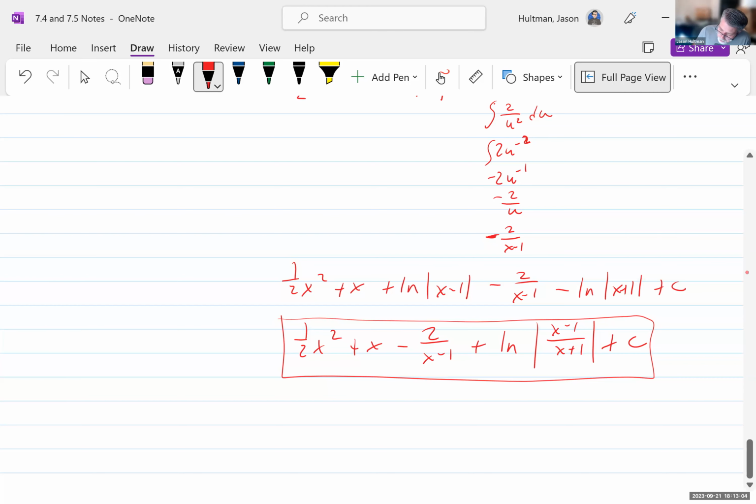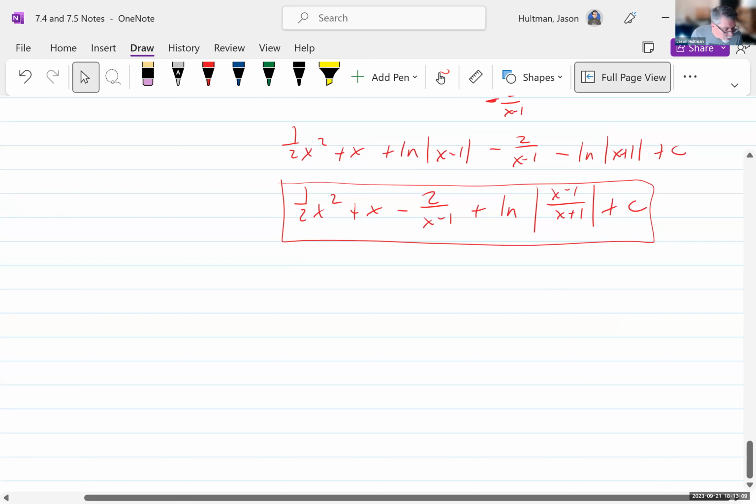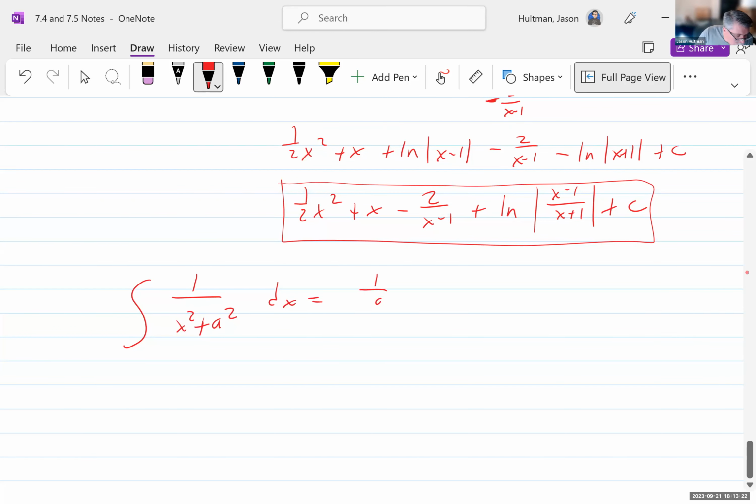Okay, let's talk about a special integral real quick. The integral of 1 over x squared plus a squared dx is equal to 1 over a times the inverse tangent of x over a plus c. And the way we do this is through a u substitution.